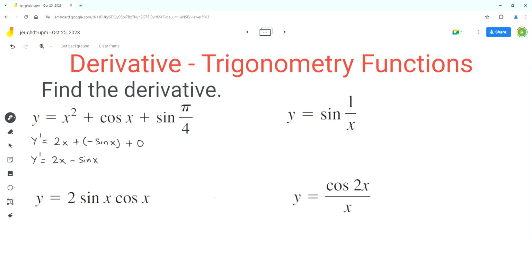Now we can analyze the second function, y equals sine 1 over x. Before we find the derivative of this sine term, we should move the x to the numerator, because that will make it easy to find its derivative. And that will make the exponent of x negative.